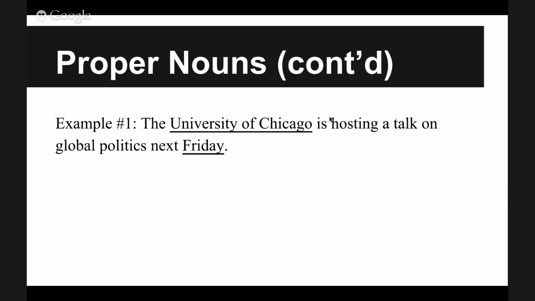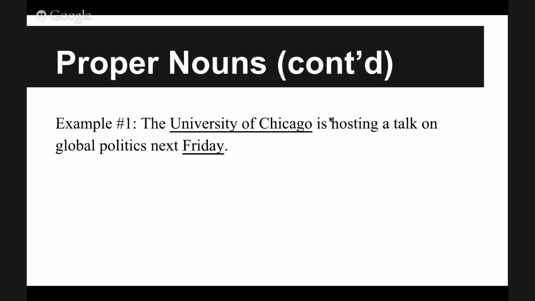Now, you might have noticed in that sentence that there are other nouns. So a talk, okay, is a thing, it is an activity, it is an event. That is a noun, but it is not a proper noun. It does not refer to something specific for which there is no substitute. And I'll talk about what type of noun that is in our next slide. Global politics, also a general subject, okay? It is a noun, it is a thing, but because it's not specific, okay, it is not capitalized.